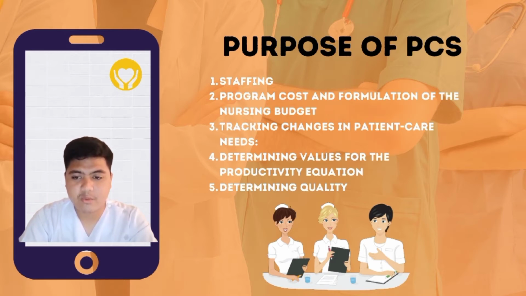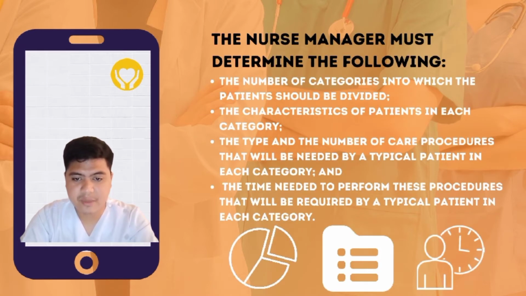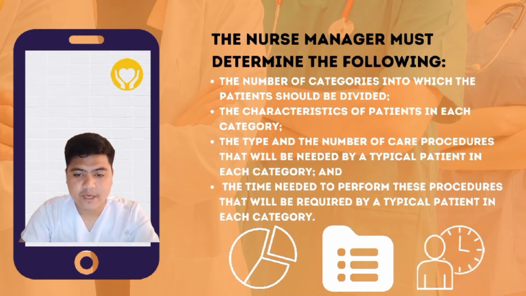Next is to develop a workable patient classification system. The nurse manager must determine the following. First, or letter A, is the number of categories into which the patients should be divided. Second is the characteristics of patients in each category. Third is the type and numbers of care procedures that will be needed by a typical patient in each category. And lastly is the time needed to perform these procedures that will be required by a typical patient in each category. So that's all.